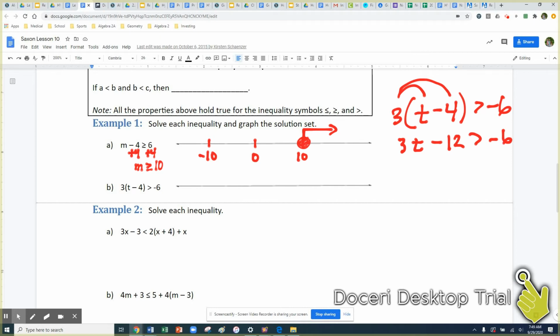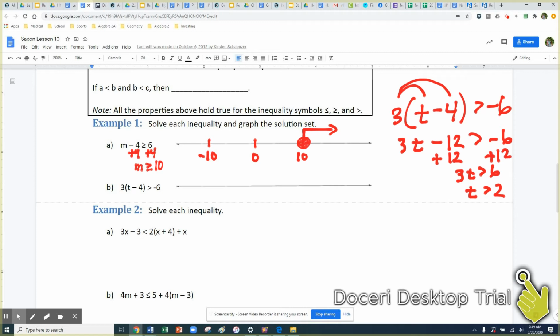Next, I have to undo my adding and subtracting. I'm working backwards through the order of operations. So add 12, 3t is greater than 6. Divide by 3, t is greater than 2. On all the properties I used to solve this, I did adding, so I don't need to flip the sign. I divided by a positive 3, so I don't need to flip the sign. The sign stays consistent as I work through that problem.